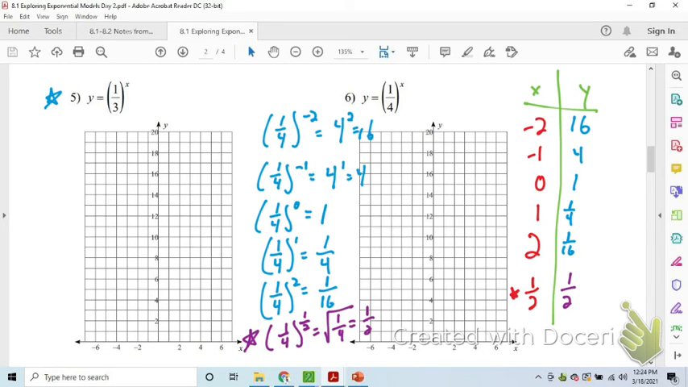So, let me go ahead and try and plot these points. I think I can still use purple and they'll show up pretty well. So -2, 16, right there. -1, 4, right there. 0, 1. 1, 1/4, so it gets very, very low very quick. There's the 1/2 right there. So then we got, so a good example of exponential decay.